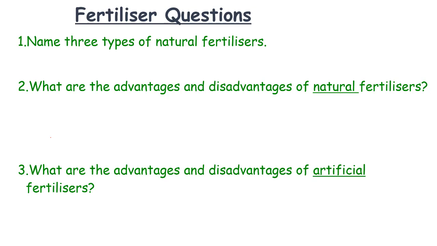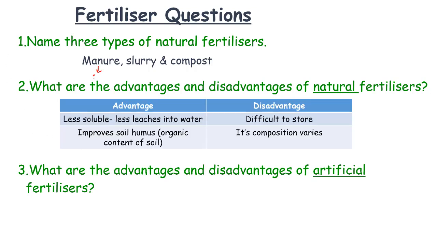Now, just a little introduction to some fertilizers. So, three types of natural fertilizers can be manure, which is basically cow poo or other animal poo. Slurry is urine and feces. And compost is dead plant material.